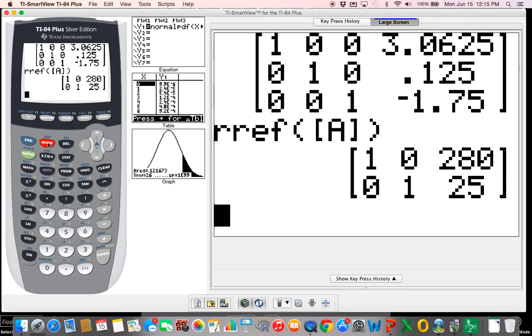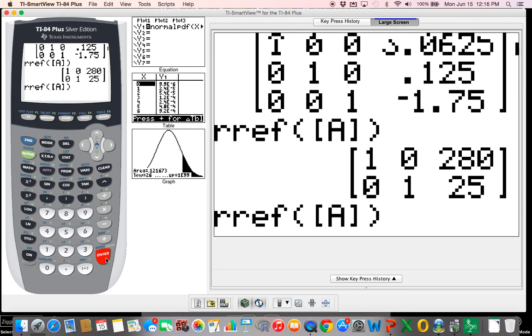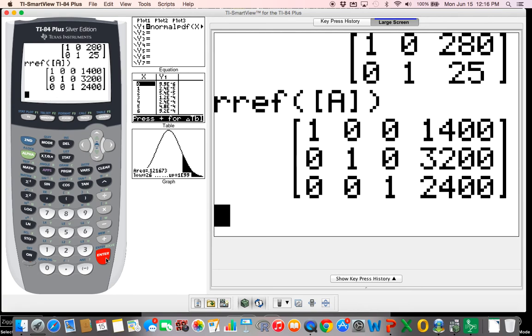So, gang, go second function quit. We've got the RREF right there. Solve it, and our solution would be x equals 1,400, y is equal to 3,200, and z is equal to 2,400.